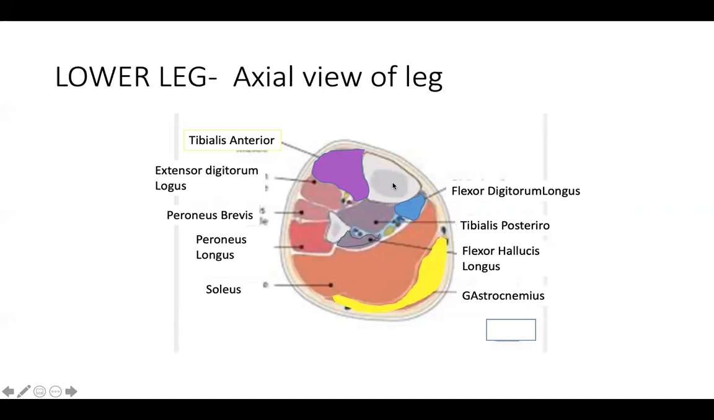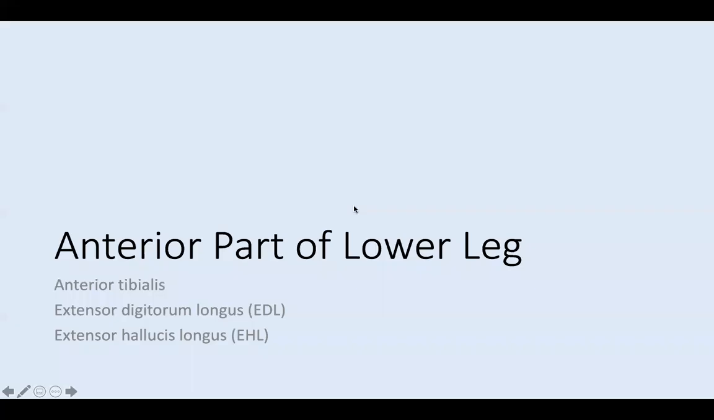So this is the tibia, this is the fibula, this is the anterior compartment, this is the posterior compartment, this is the medial, and this is the lateral. So anterior tibialis, extensor digitorum longus, peroneus longus and brevis, soleus, and gastroc. But underneath soleus and gastroc, you can see posterior tibialis, and above the fibula, you can see flexor hallucis longus. Above the tibia is going to be flexor digitorum longus. Between that, you can see posterior tibialis.